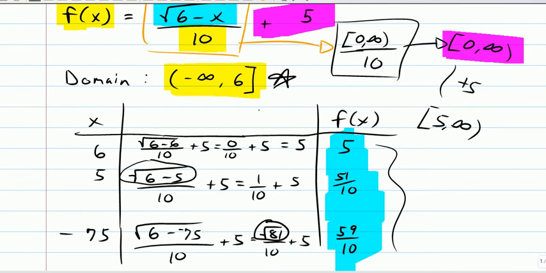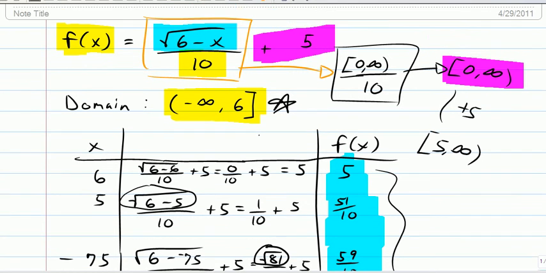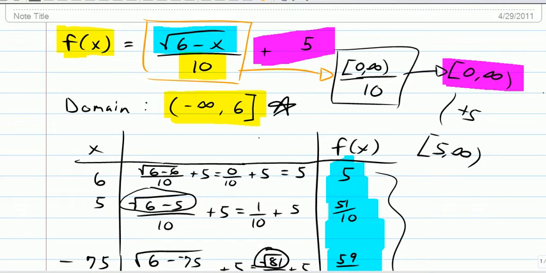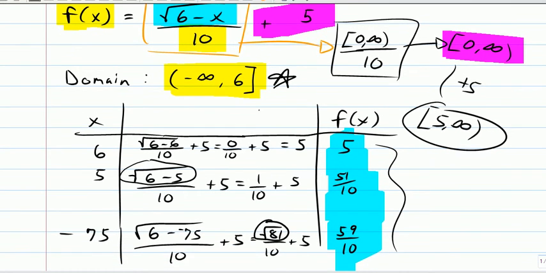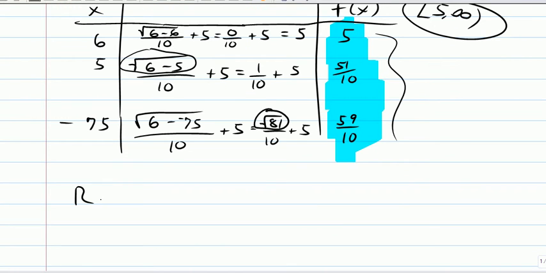So a lot of analysis here to find range. I'm not trying to give you any quick tricks. I want you to really analyze the function and consider what's happening, and is it happening in the denominator or numerator? So our range is from 5 to infinity. Range 5 to infinity.